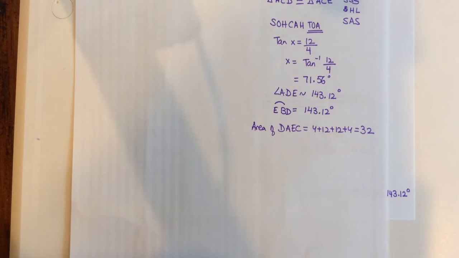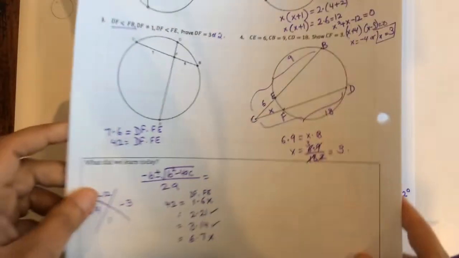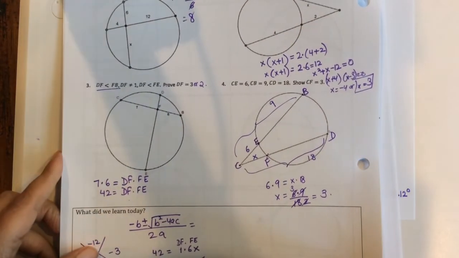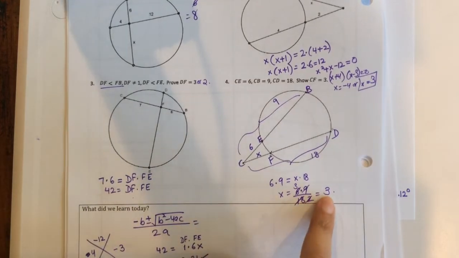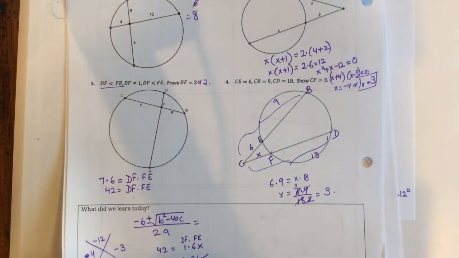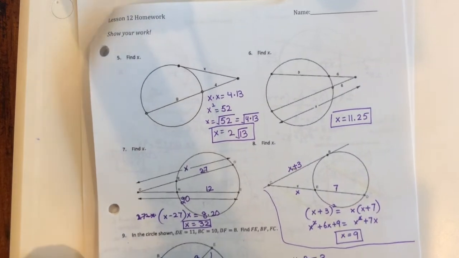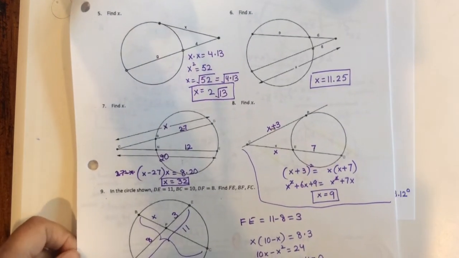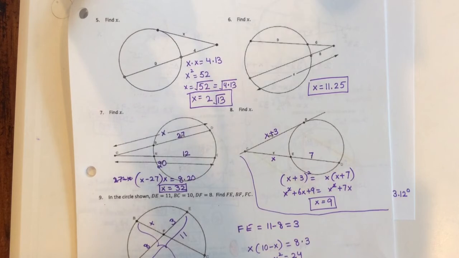Okay, I'm going to start right here. For number 4, I was able to prove that X is 3, which is CF. So the length of CF is indeed 3. So that was an easy problem. Hopefully everyone got it. Here are my homework problems, 5, 6, 7, and 8. And you can check your work with my work.